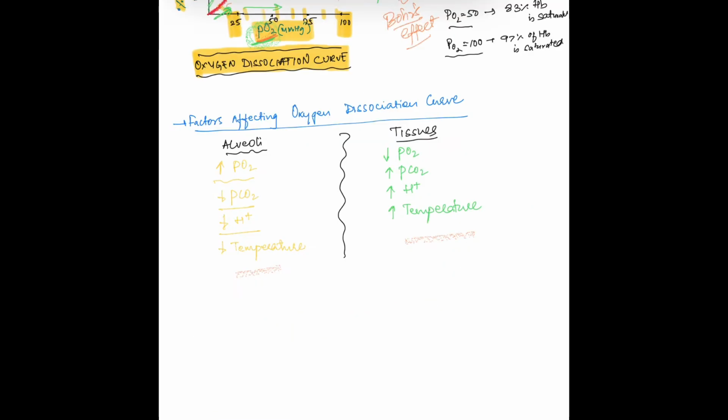So I have written these factors again to recap. At the level of alveoli, PO2 is high and other factors are low. This results in left shift of the oxygen dissociation curve, and it means that the affinity of hemoglobin for oxygen is increased, so more and more oxygen is taken up by the hemoglobin. And at the level of tissues, PO2 is low while other factors like PCO2, hydrogen ion concentration and temperature are high. It results in right shift of the oxygen dissociation curve, which means that the affinity of hemoglobin for oxygen is low and it results in delivery of oxygen to the tissues.